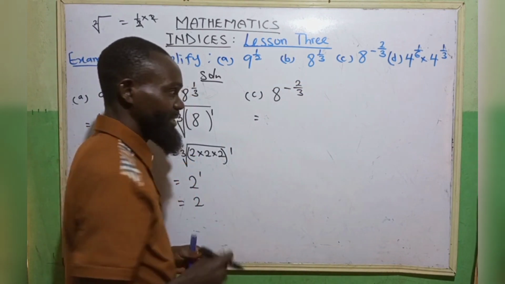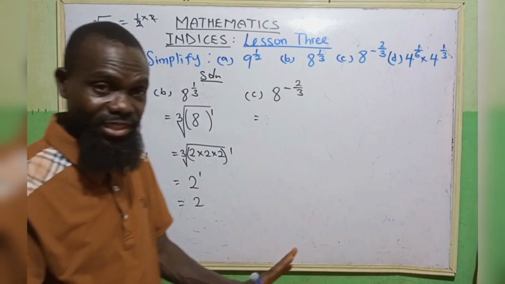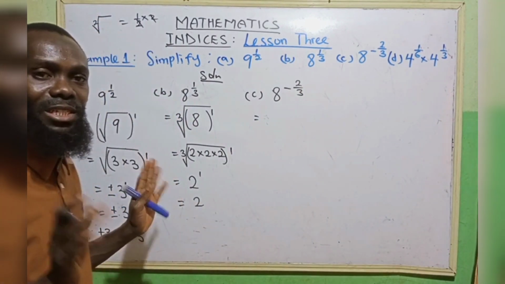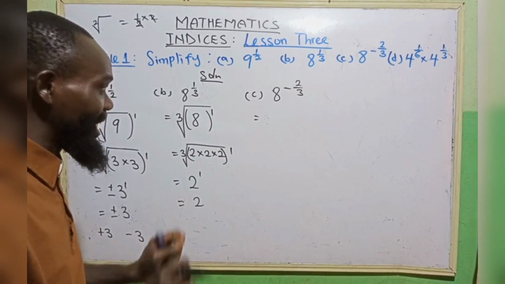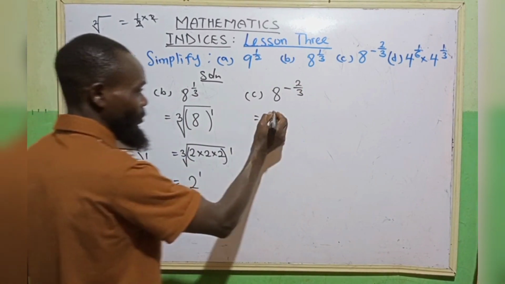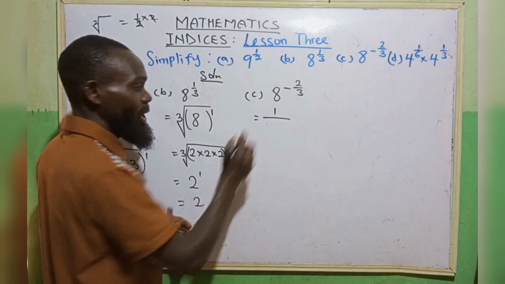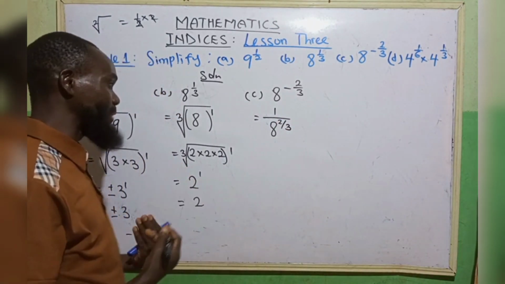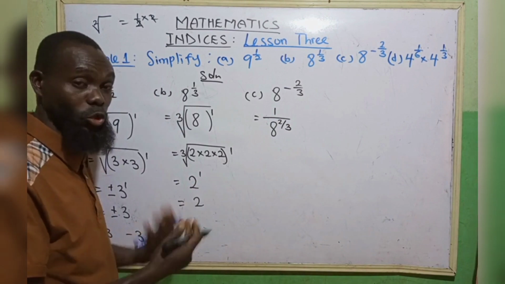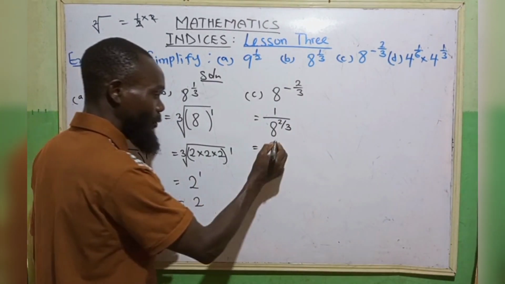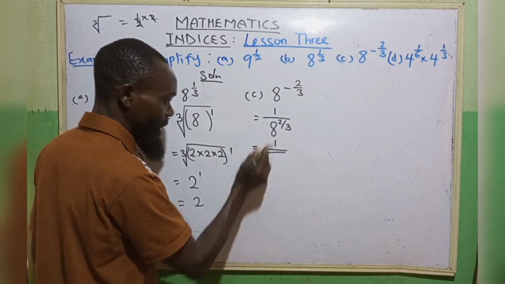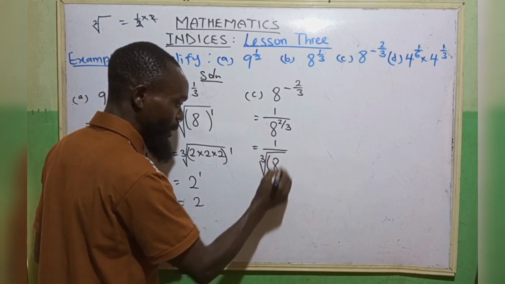Don't forget, the first thing you deal with, if you are given an indices like this, is the negative. The negative is the first one you target. And the negative will change to what? 1 over. So we have 8 raised to power 2 over 3. So the next step is now to change it into your square root or cube root. So we have 1 over, then this 3 will be here, 8 will be here, raised to power 2.